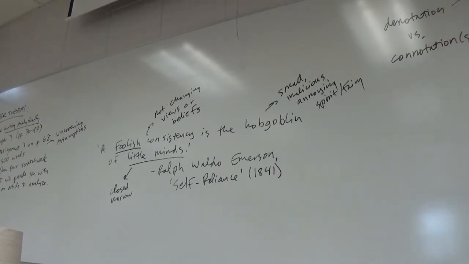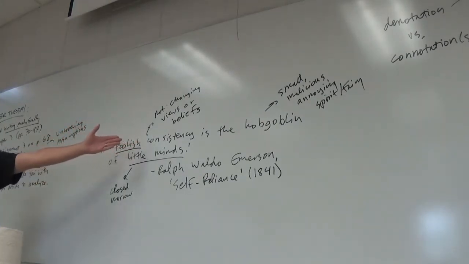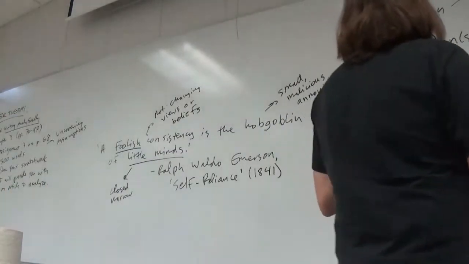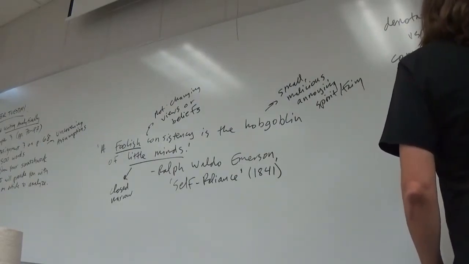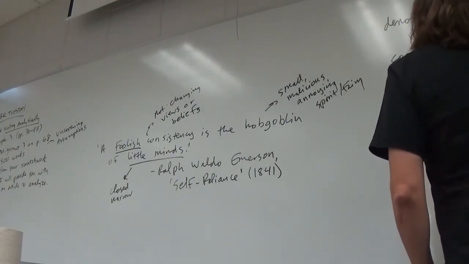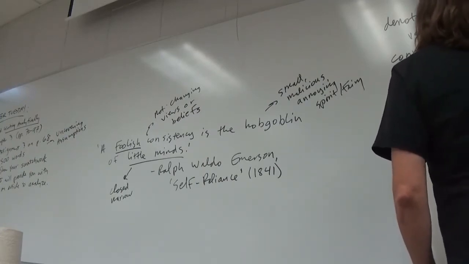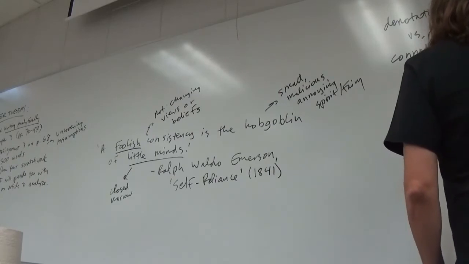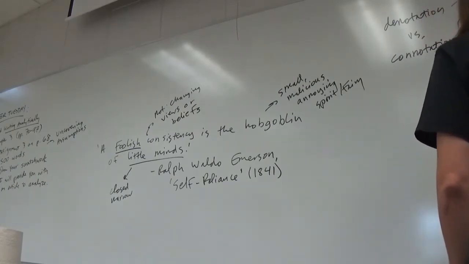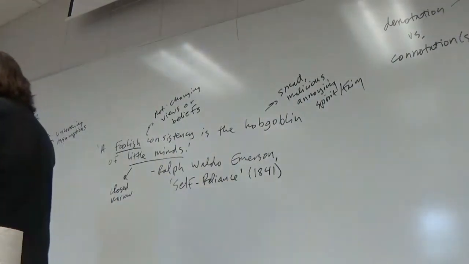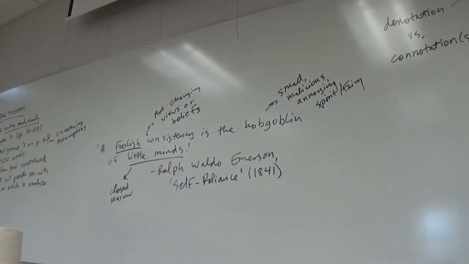So denotation is the literal meaning of a word, just the dictionary definition. If you look it up on dictionary.com, this is what it's going to tell you. So consistency, for example, is an unchanging mindset. That would be the denotation of that. Connotations are the range of associations suggested by the word. So this is one reason why two words that have the same denotation still don't necessarily mean exactly the same thing, right?